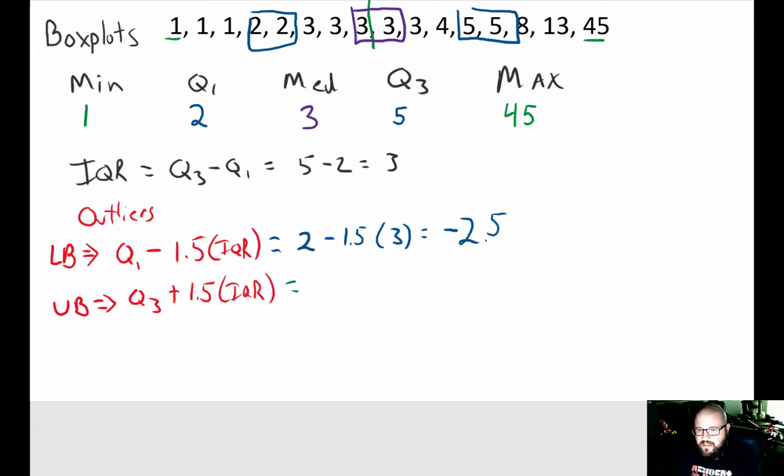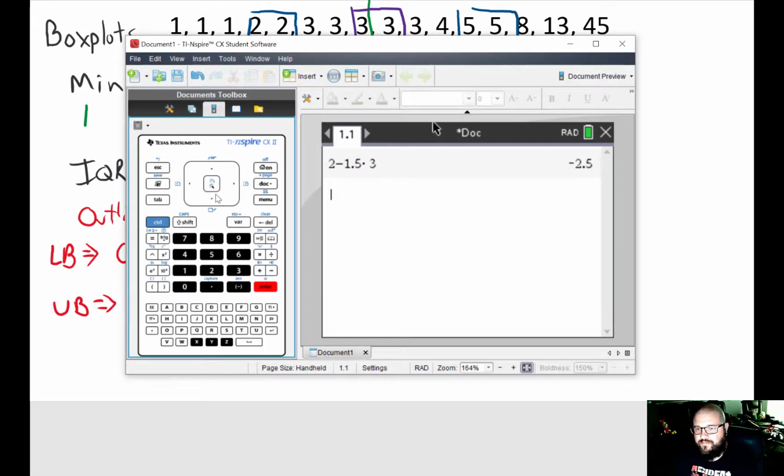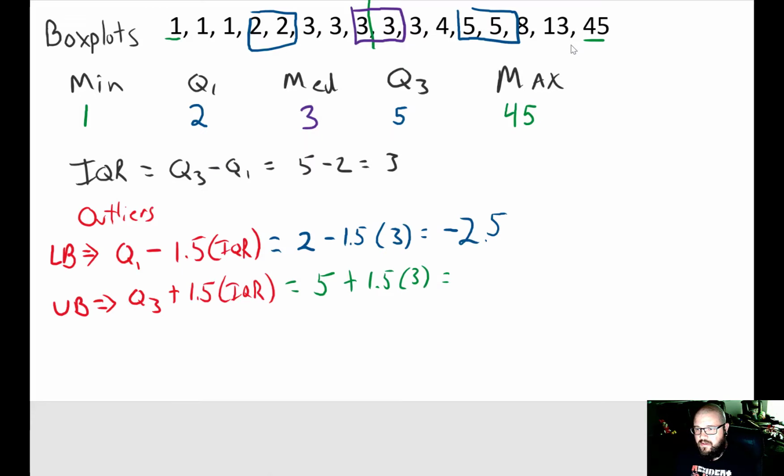So we're simply going to take our Q3, which was 5, add 1.5 times our IQR of 3. Alright, so if we take 5 plus 1.5 times 3, 9.5. So 9.5 is our upper bound fence, okay?